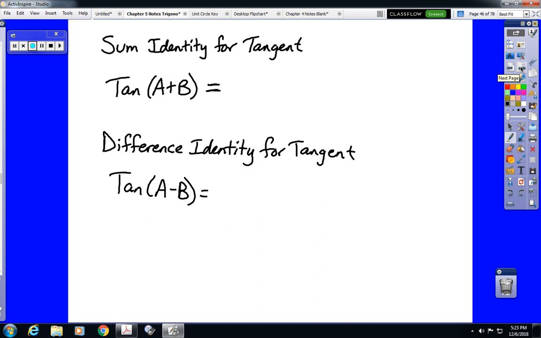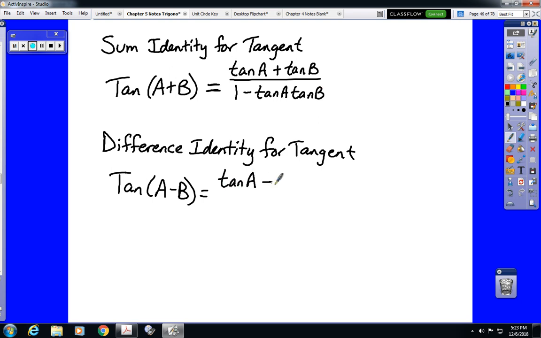So the tangent of a plus b, when we do that process and we clean it up as much as we can, is the tangent of a plus the tangent of b over 1 minus the tangent of a times the tangent of b. And much like the sine identities and the cosine identities, the difference and sum identities are very similar. In fact, it is exactly the same pattern, except the signs are reversed. So it would be tangent a minus tangent b over 1 plus the tangent of a times the tangent of b.